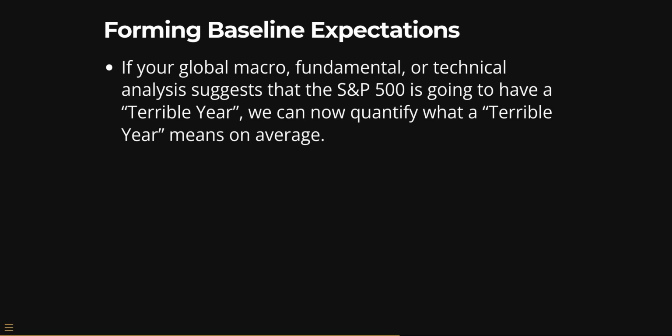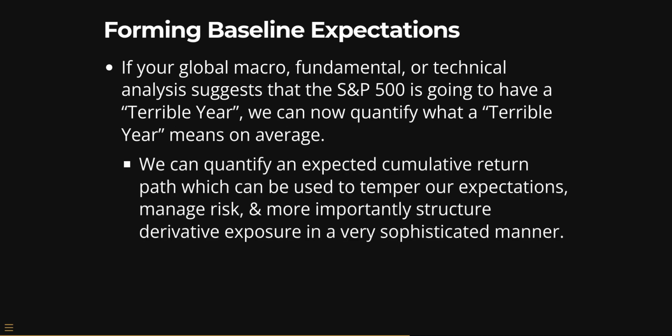So if your global macro fundamental or technical analysis suggests the S&P is going to be having a terrible year, we can now quantify what a terrible year means on average. We can also quantify an expected cumulative return path, which can be used to temper our expectations, manage risk, and more importantly, structure derivative exposure in a very sophisticated manner. We won't be getting into derivatives in this talk, but eventually I will be getting into managing derivative positions and simulating derivative positions for actual trading. That should be soon enough, hopefully.